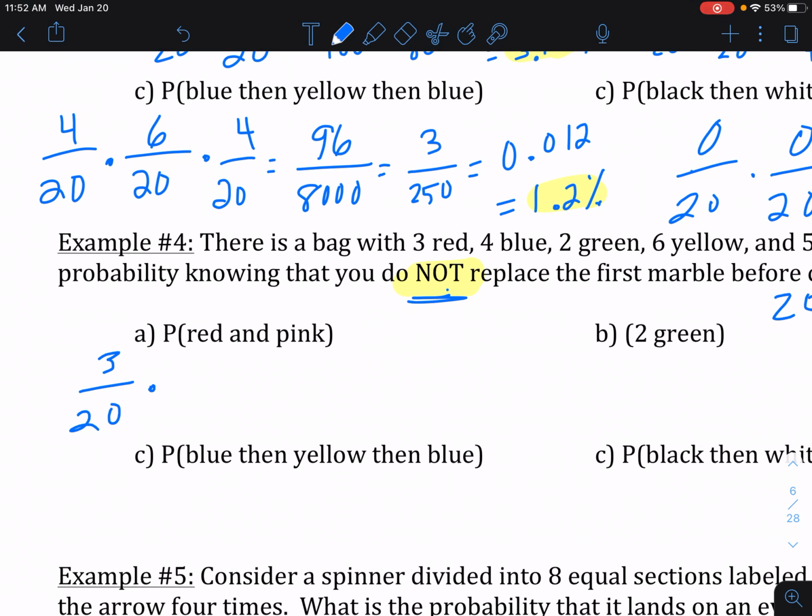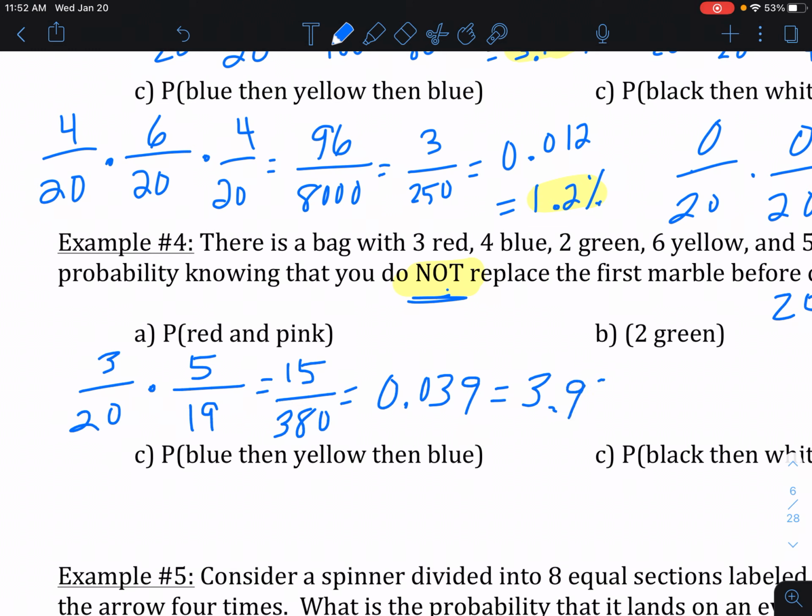After that, what's your probability of getting a pink? Now, there's not 20 marbles remaining. You did not put the first one back in. That means there's only 19 marbles left over. And out of those 19 marbles, 5 of them are pink. So we're going to multiply that together. That would be 15 divided by 380, which would be 0.039, which is 3.9%.